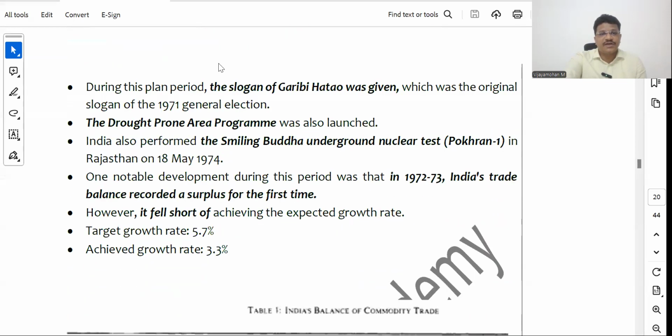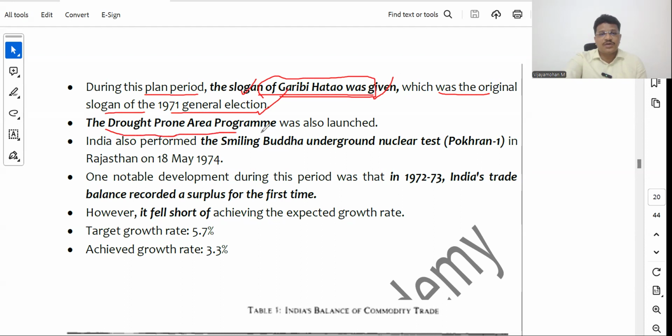During the fourth 5-year plan, the slogan of Garibi Hatao was given. This is very important, which was the original slogan of the 1971 general election. This has been asked several times in previous year examinations, right? So where did we get the Garibi Hatao slogan? During the fourth 5-year plan, right?